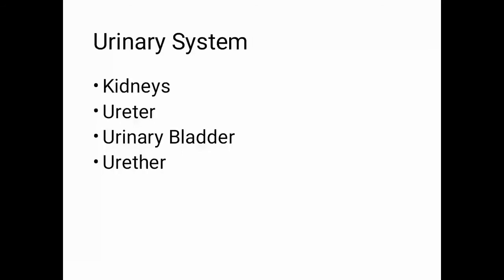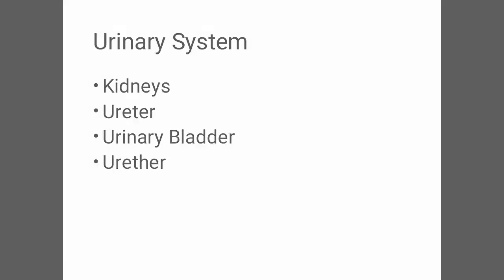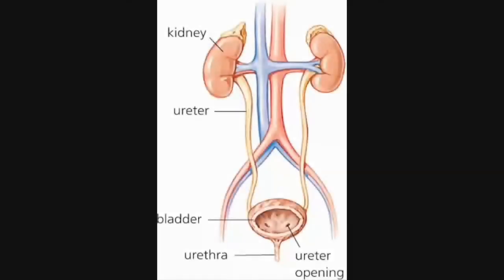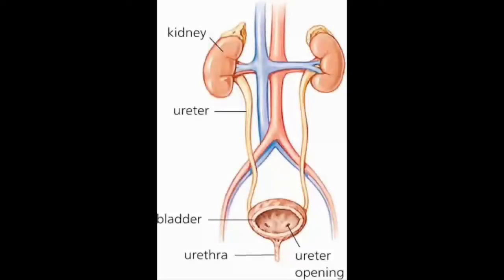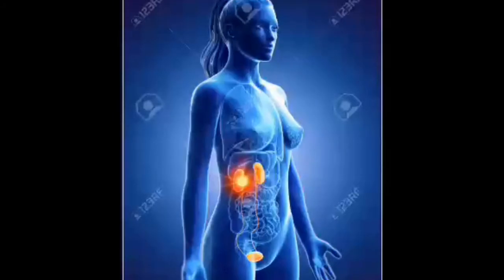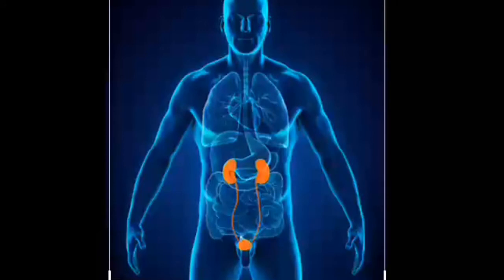Kidneys are a pair of bean-shaped organs on either side of your spine, below your ribs, and behind your belly. The ureter is a tube that carries urine from the kidney to the urinary bladder, and there are only two ureters, one attached to each kidney. The urinary bladder is a muscular sac in the pelvis just above and behind the pubic bone. And lastly, the urethra is the tube that carries urine from the bladder to the outside of the body.